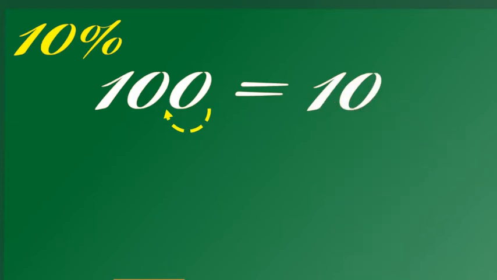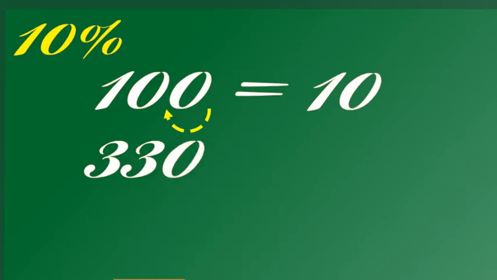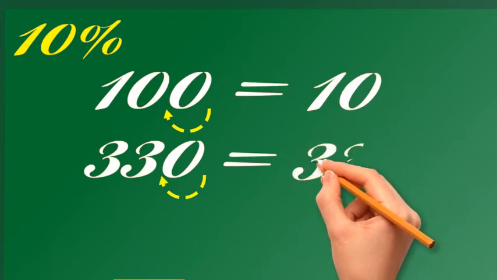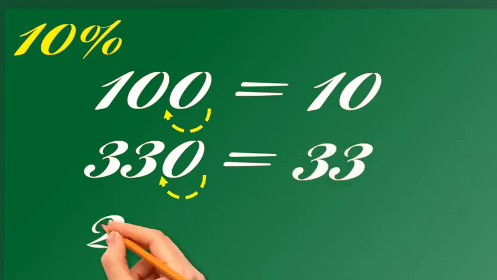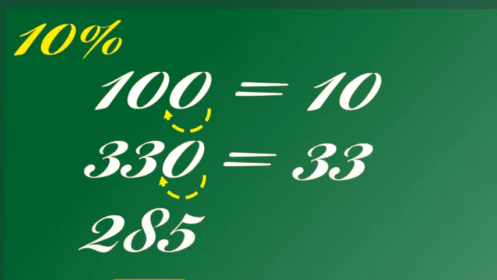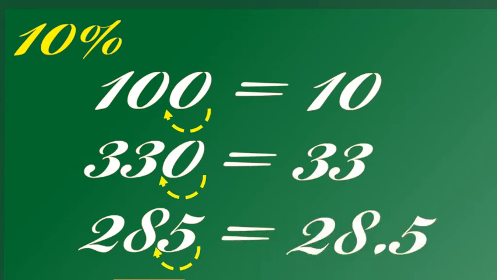Let's do another one. What is 10% of 330? We move one decimal point to the left just like before, and we get 33. Let's try with a harder one. What is 10% of 285? Move one decimal point to the left, and we will get 28.5. I'm sure you can do all that in your head, right?